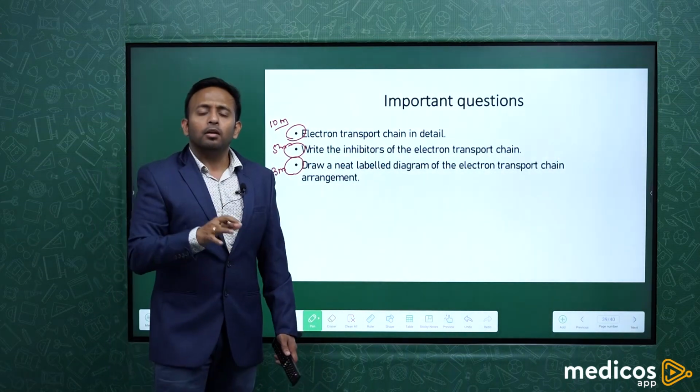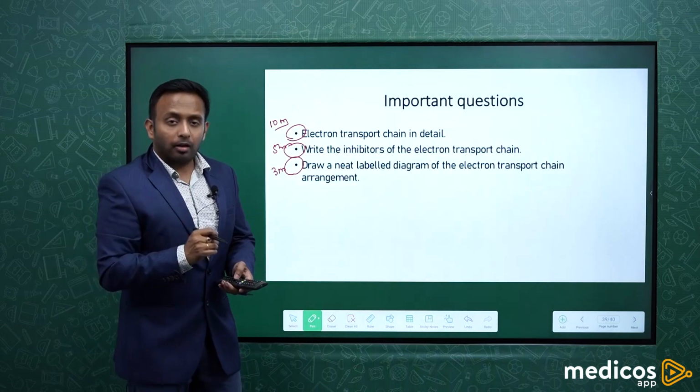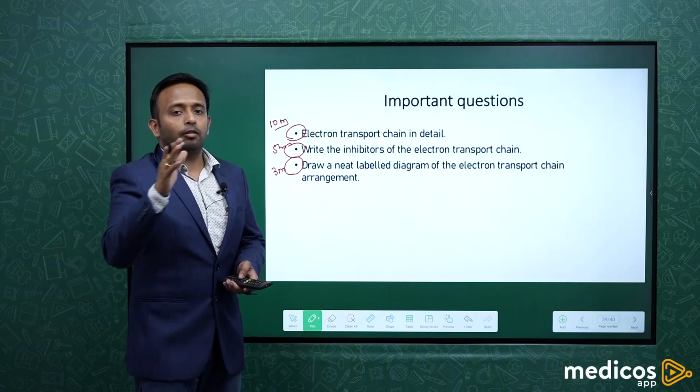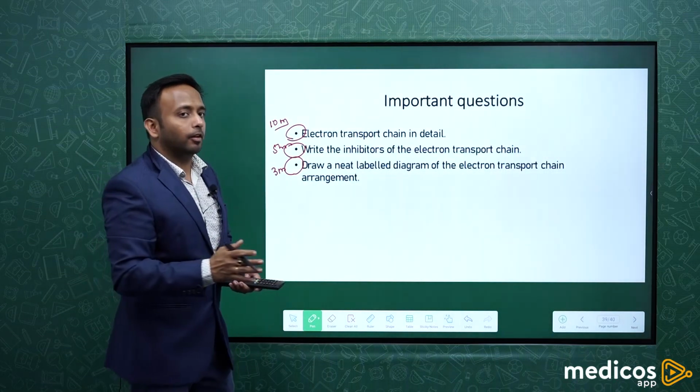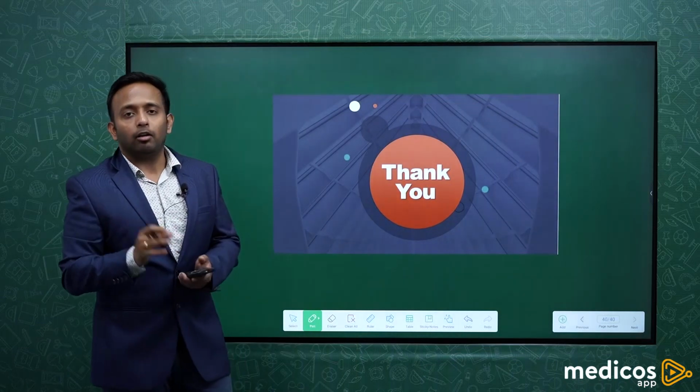So these are the few other questions which can be expected from this topic, that is the electron transport chain, inhibitors, uncoupling, and how the gradient is used for oxidation and phosphorylation. So with that we will be concluding the topic of the electron transport chain.